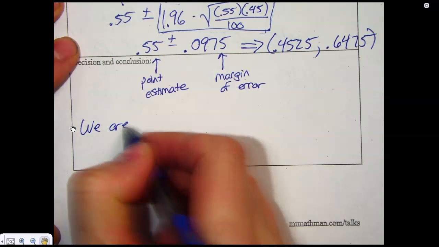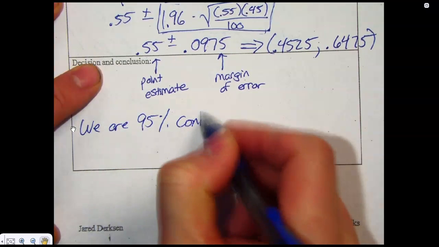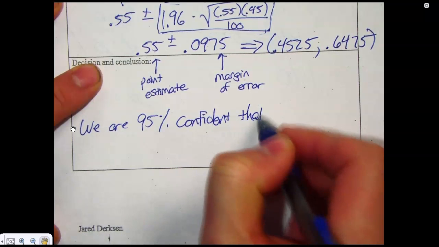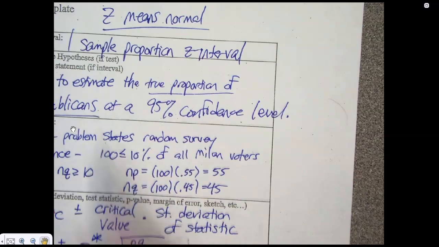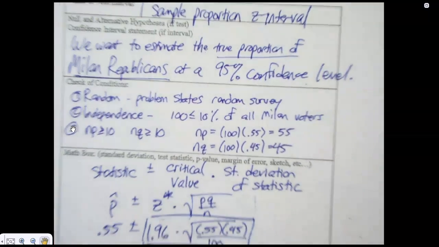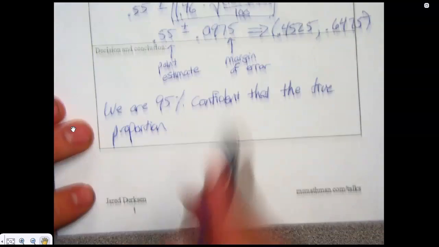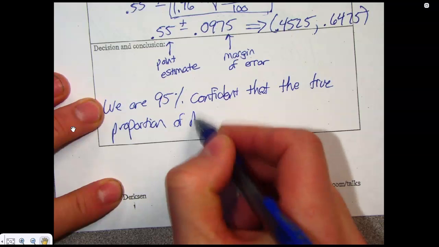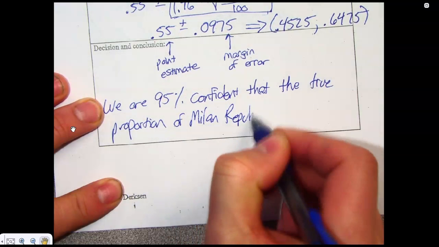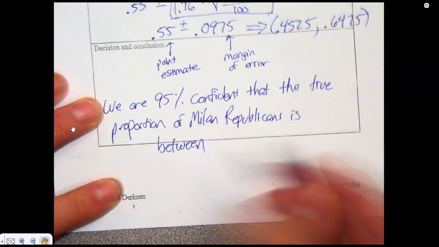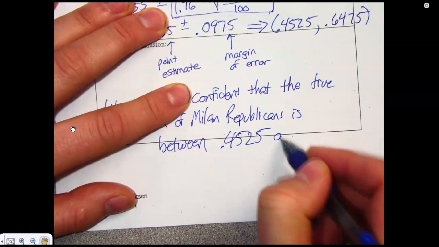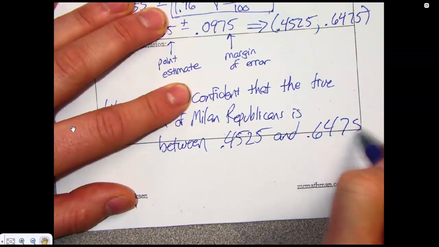Alright, so then you've got to do your conclusion. Conclusion is, we are 95% confident that the true proportion of Milan Republicans, because that's what we're trying to find. So you've got to go back to your intro statement. 95% confident that the true proportion of Milan Republicans is between 0.4525 and 0.647.